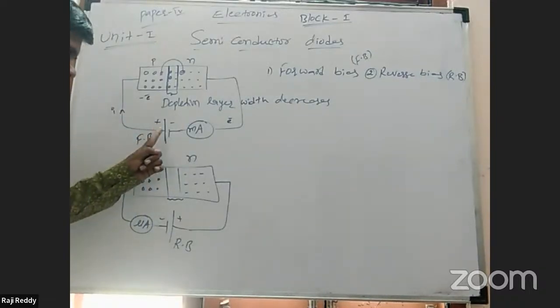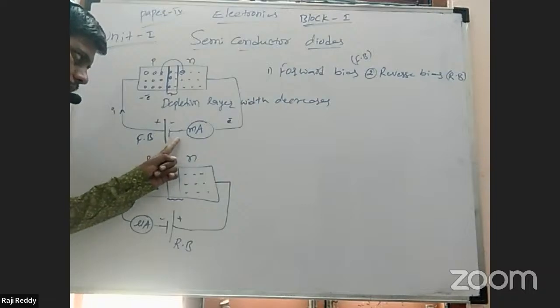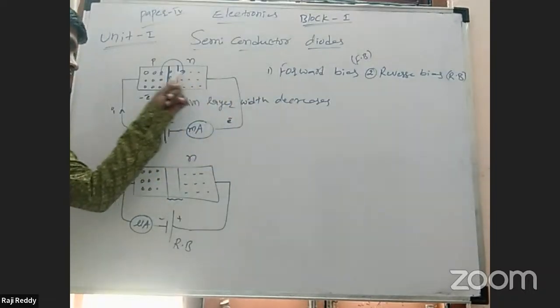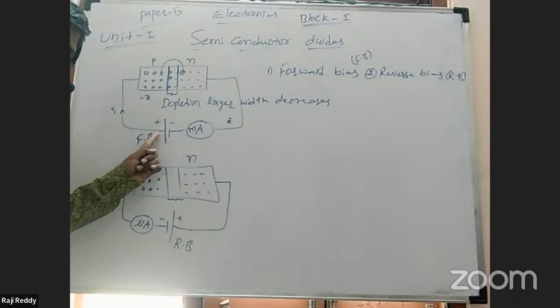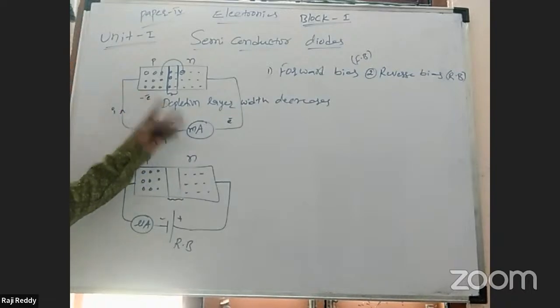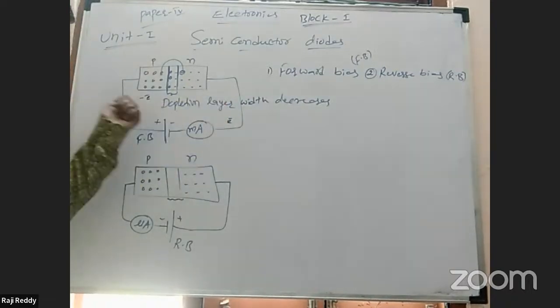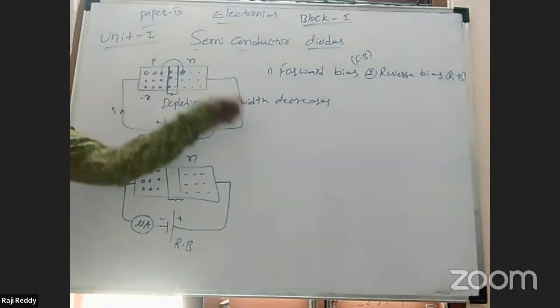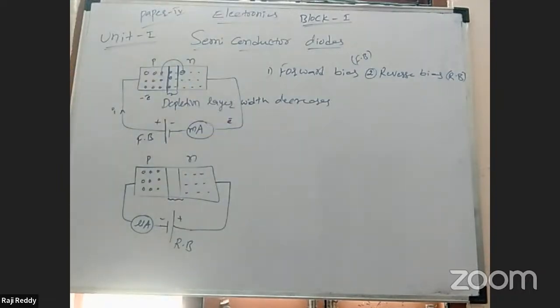Understood? From the negative terminal plate, electrons can move towards the positive plate. Against the electron flow direction, a current can flow in a conductor, from the positive region to the negative region.